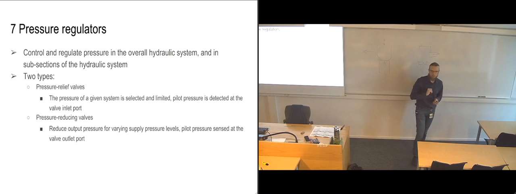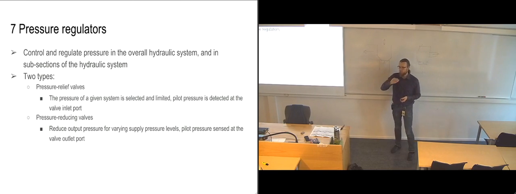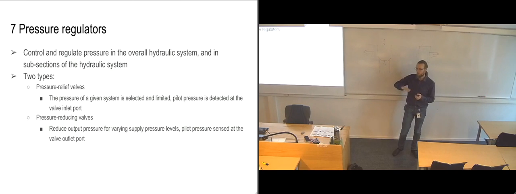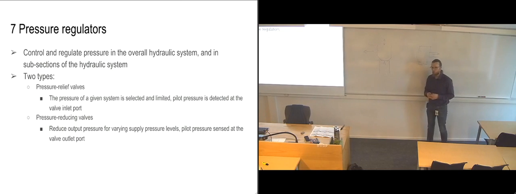And the same for the motor that's running at 150 bars. You get 200 bars going into the pressure-reducing valve on that circuit, and you get 150 coming out, so that you get the perfect pressure for your motor.